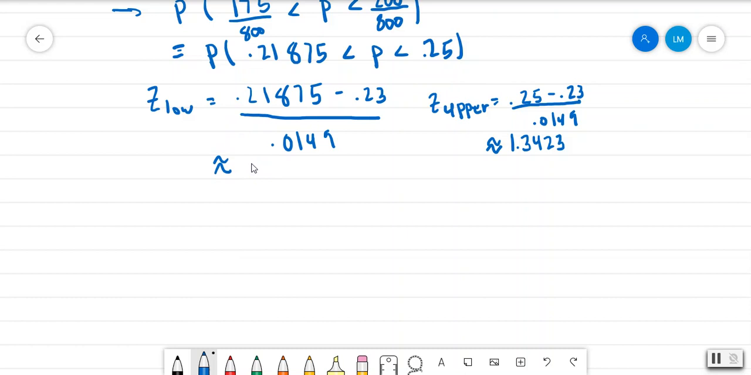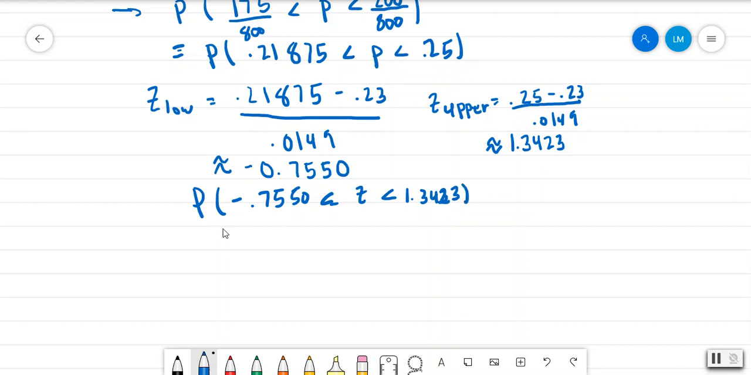If you're using the appendix for the z-scores, you just have to get as close as possible to the nearest one. So if your z-score doesn't fall in the list of scores, you can just take the average or eyeball it. Okay, so this is saying that our probability is between negative 0.7550 less than z less than 1.3423. So we just need to figure out what that is.